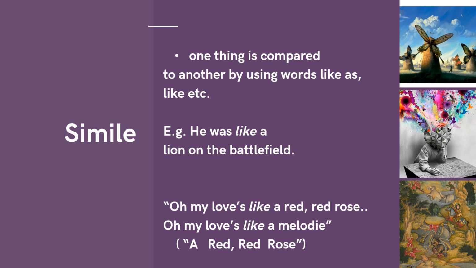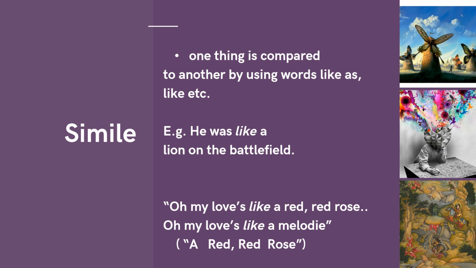He was like a lion in the battlefield. "He was a lion on the battlefield" is an example of metaphor, but "he was like a lion on the battlefield" is an example of simile. So, note the difference. If "like" is there, that is simile, that is, the figure of speech is simile, and without "like" or "as", the comparison is metaphor.